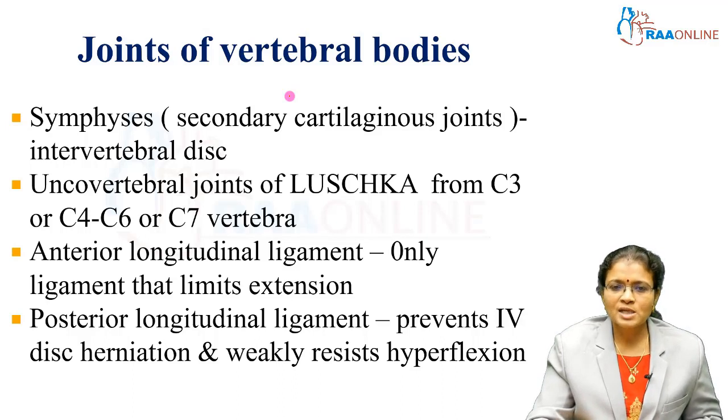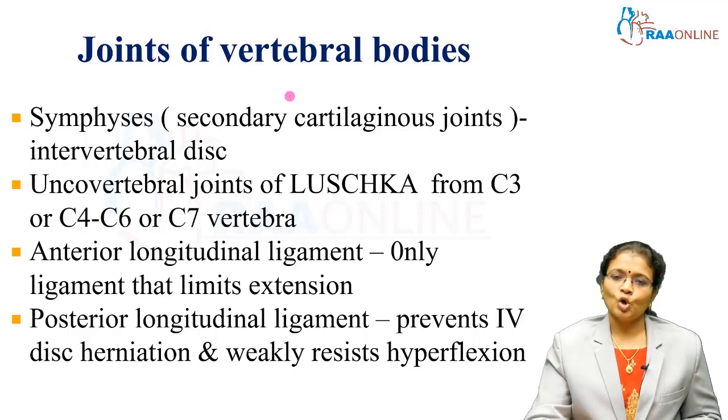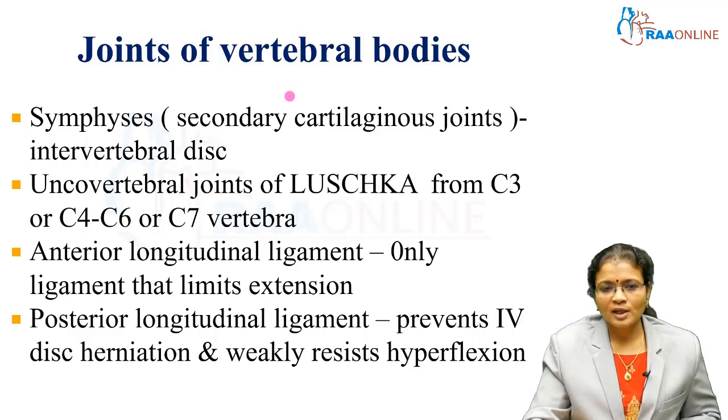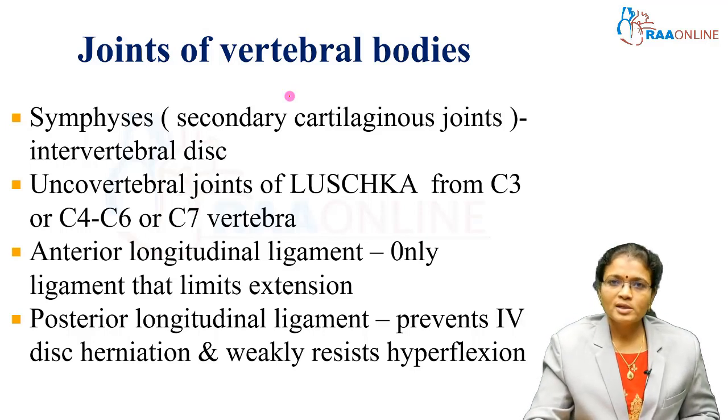The anterior longitudinal ligament is present on the anterior aspect and is the only ligament that limits extension of the vertebral column. The posterior longitudinal ligament prevents intervertebral disc herniation and weakly resists hyperflexion.